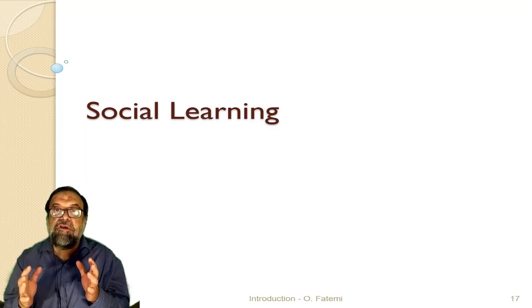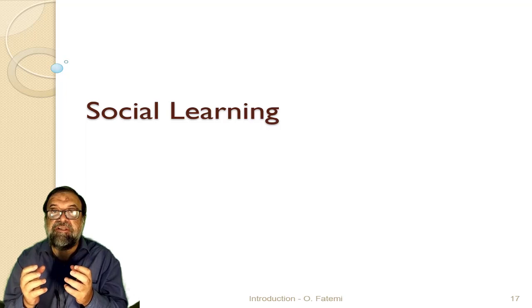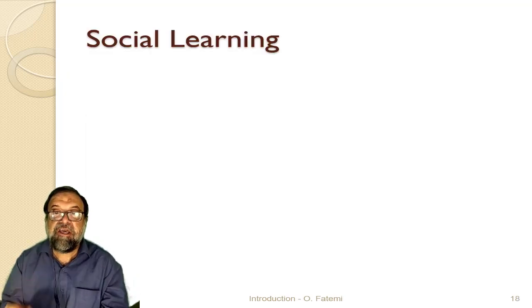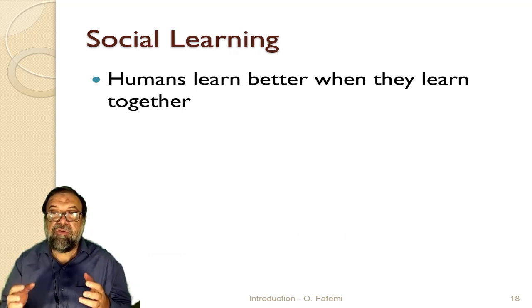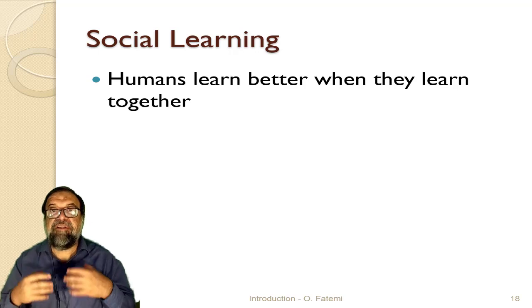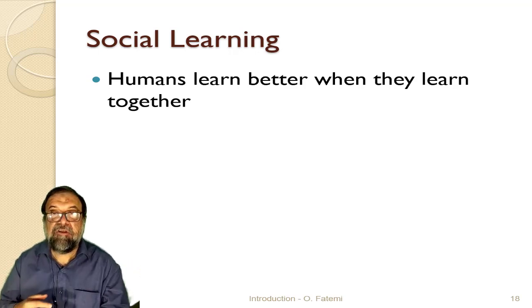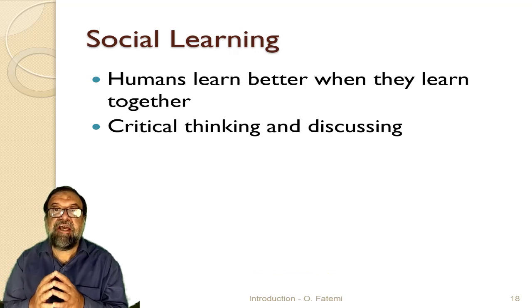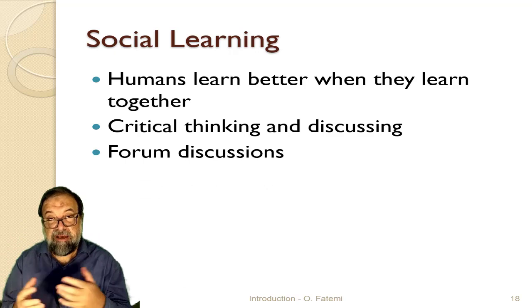Our course tries to use social learning techniques. It means that we learn together. We are a community of learners, and we know that we learn better when we try to learn together, to discuss, to help, to criticize each other. So critical thinking and discussing come with social learning. We have that in our course.